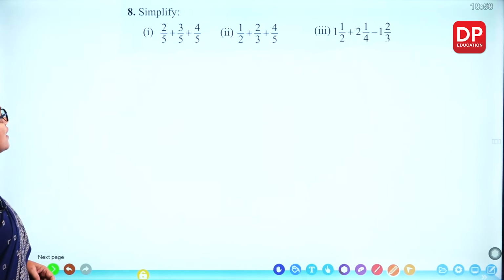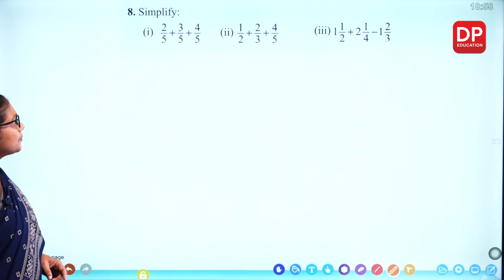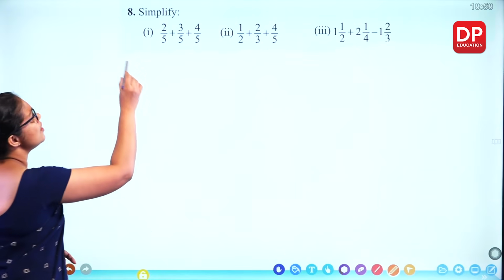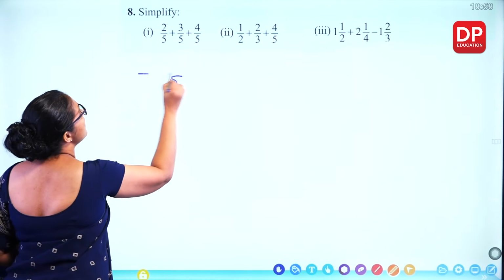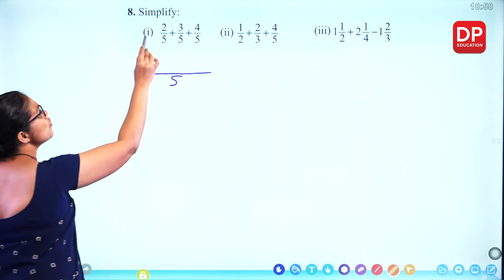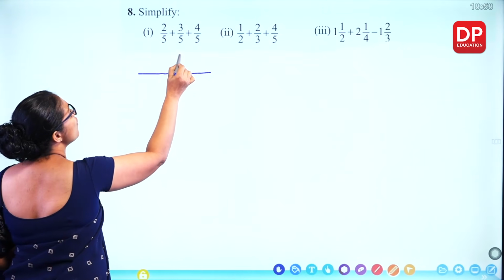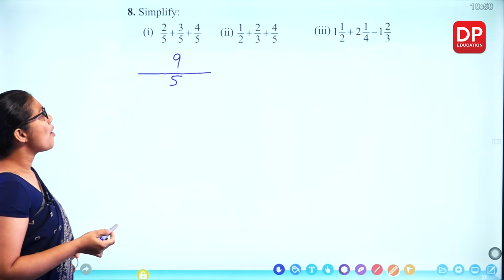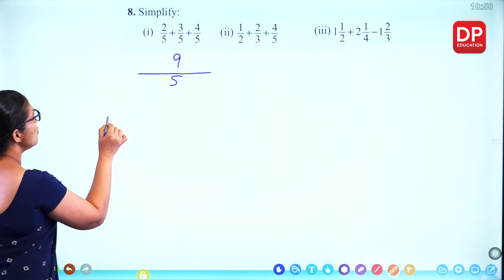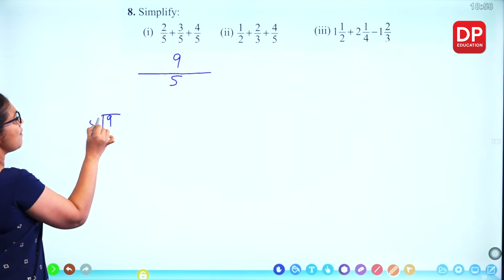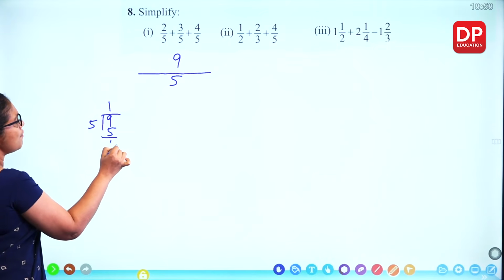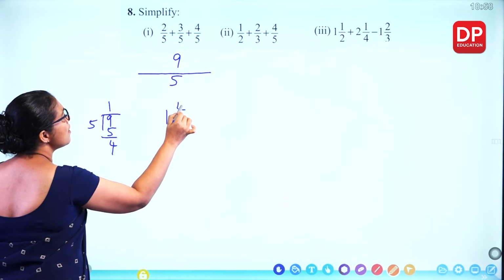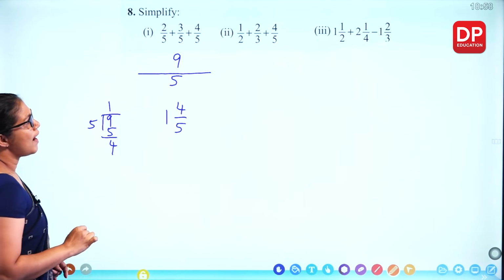Now we'll move to the 8th question. First one is really easy. Same denominator. You just add the numerators. 2 plus 3 is 5. 5 plus 4 is 9. But you can't keep this as an improper fraction. Convert to a mixed number. 9 divided by 5, remaining 4. How can you write down this answer? 1 whole part and 4 out of 5.